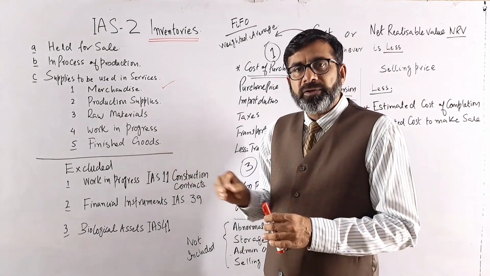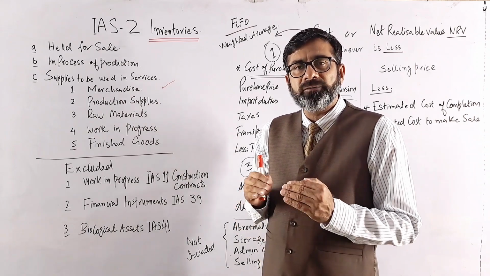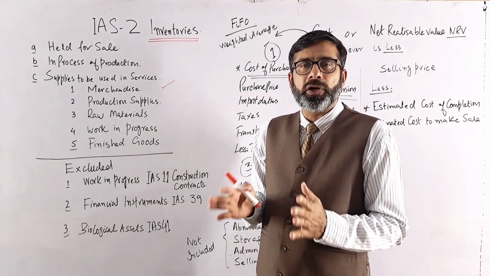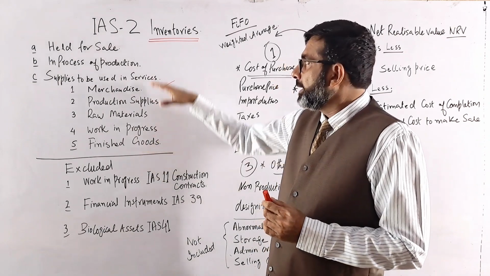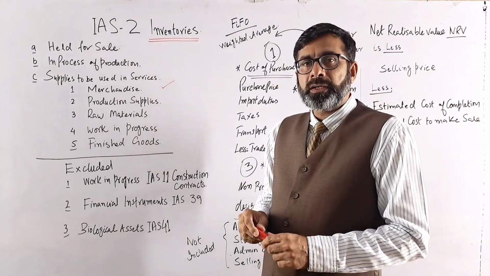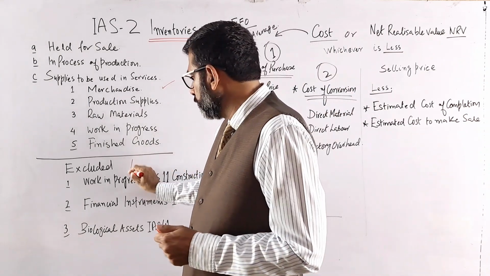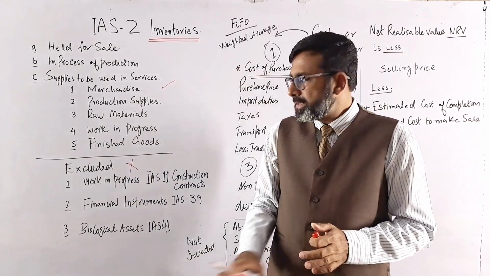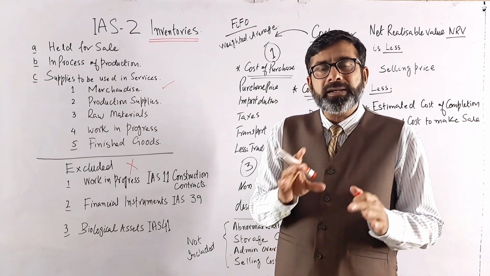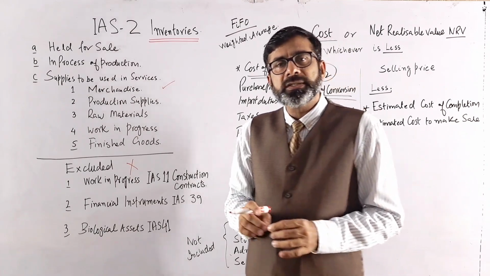And the last one is finished goods. Obviously those goods which are finished, which are completed but still not sold, will be under International Accounting Standard number 2. But there are some items which we have to exclude. Exclude means some of the items are not under International Accounting Standard number 2.